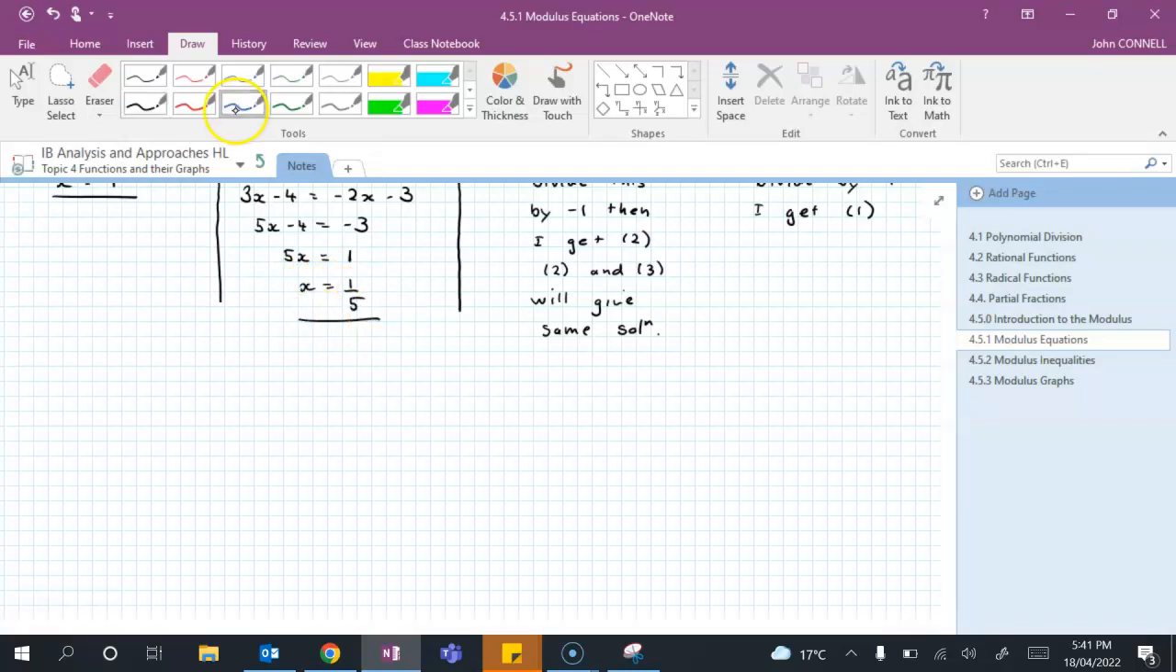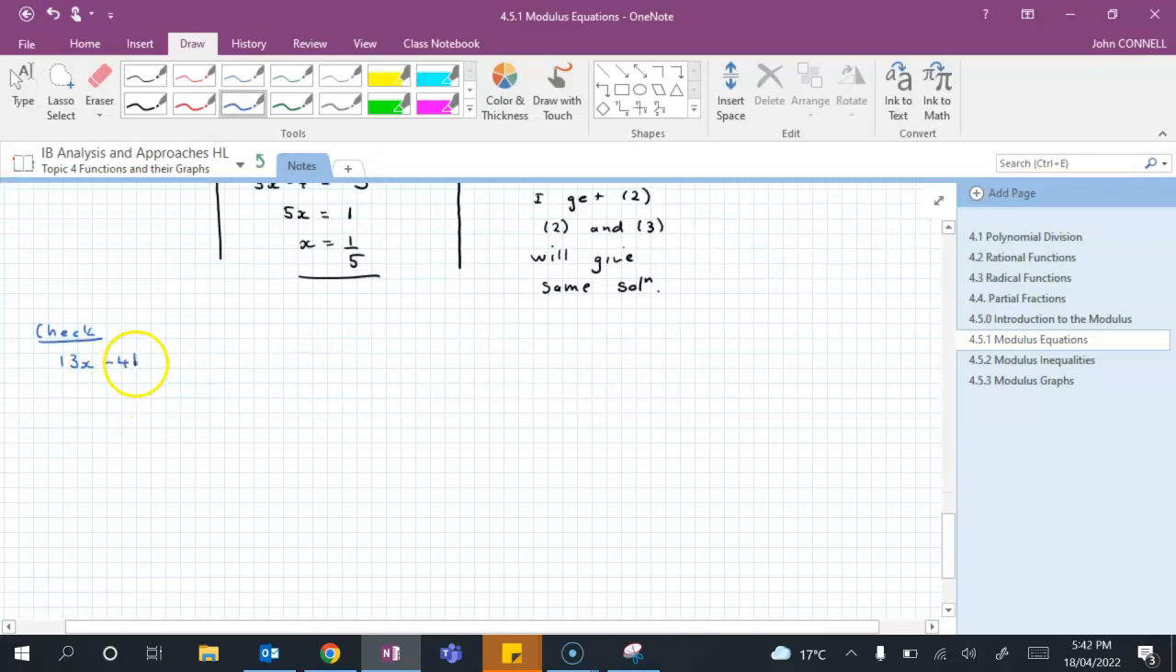Alright, so let's check them now. So when x equals 7, the modulus of 3x take 4, but make sure I've actually substituted into the right thing, is the modulus of 3 times 7 take 4, which is the modulus of 21 take 4, which is positive 17. Modulus of 2x plus 3 is the modulus of 2 times 7 plus 3, which is the modulus of 14 plus 3, which is going to give us positive 17. Okay, alright, so x equals 7 is a valid solution.